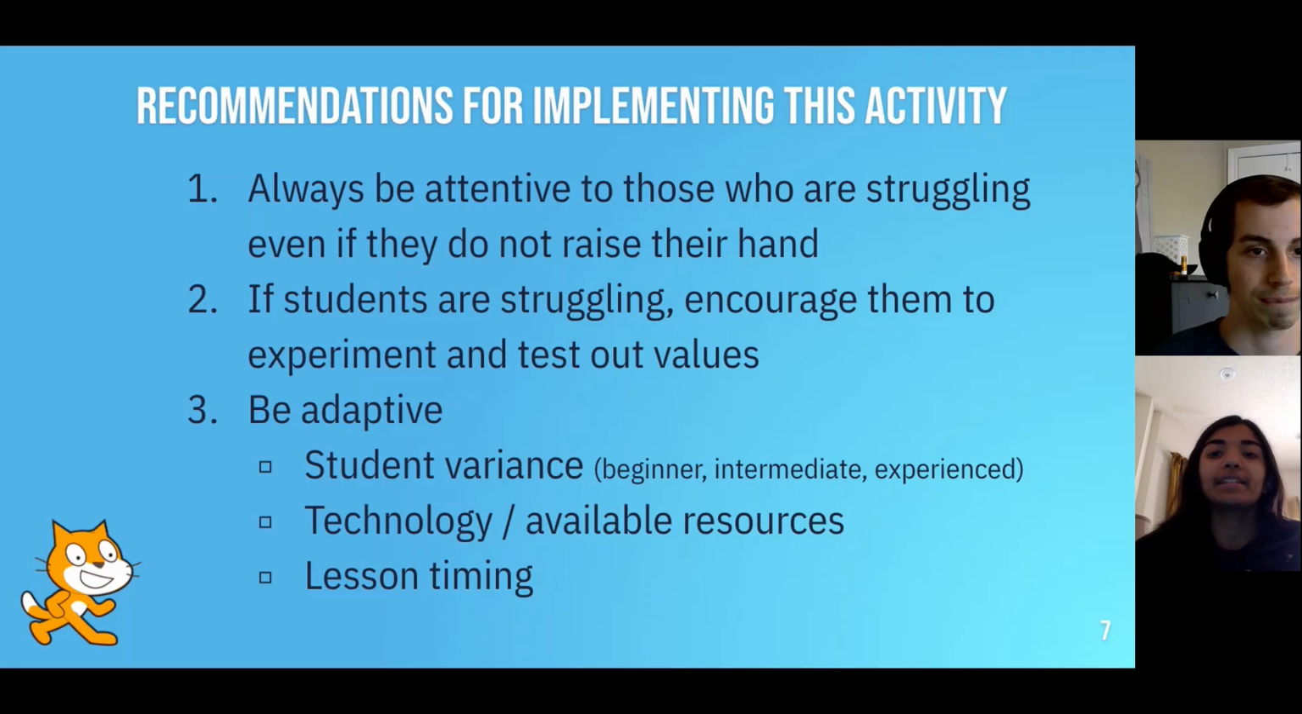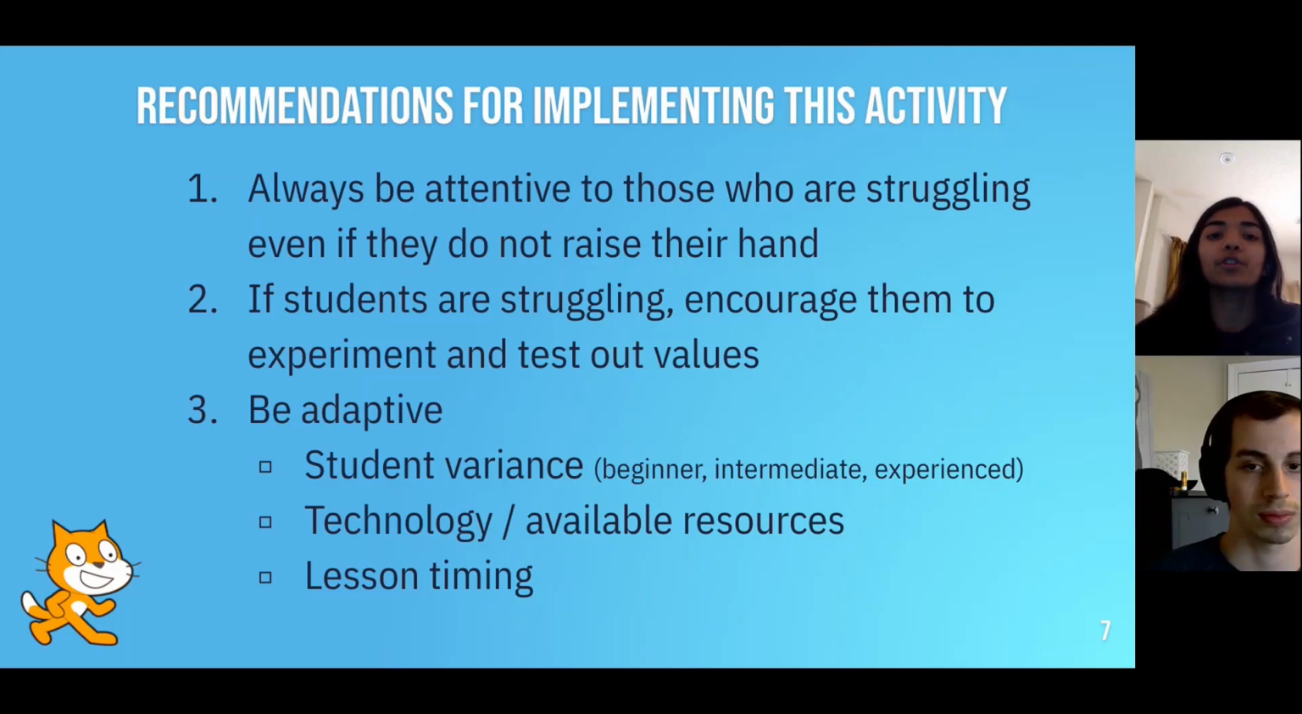Recommendations for implementing this activity, we came up with three. The first being always be attentive to those who are struggling, even if they do not raise their hand. There were many times within our lesson where both Allan and I were walking around the classroom and we noticed that students were progressing a little slower than others. So we wanted to make sure that they were on track, thus we allowed them to ask, or we also asked them if they had any questions or needed any further clarification or guidance.